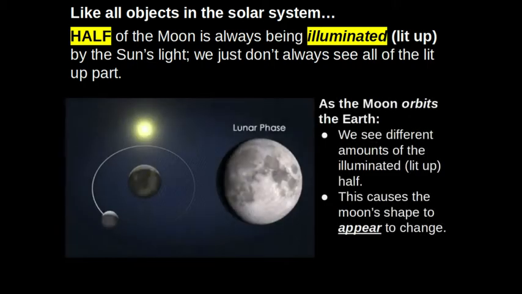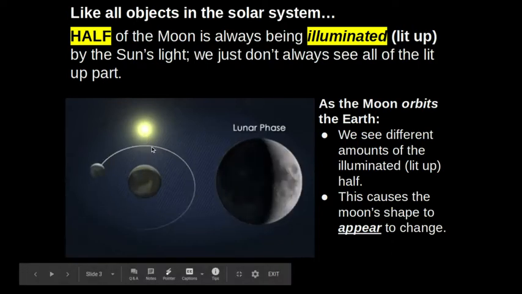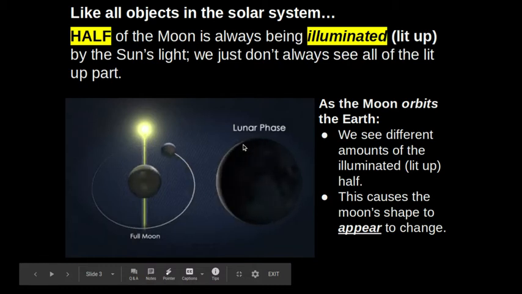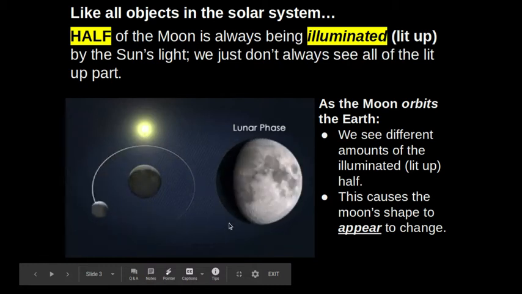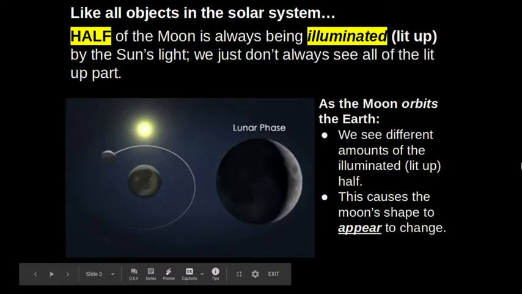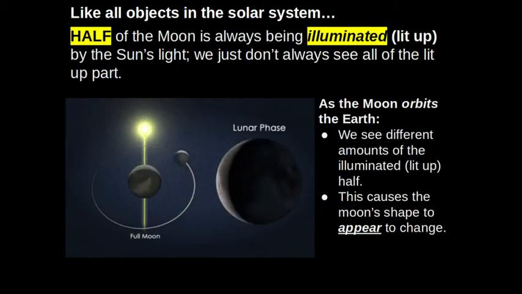All right, so as the moon is revolving around the Earth, even though half of the moon is always lit up, we're seeing different angles, we're seeing different amounts of that lit up portion of the moon. So because of that, the moon appears to change shape throughout the month, although it's really not. We're just seeing different angles of the lit up half of the moon.